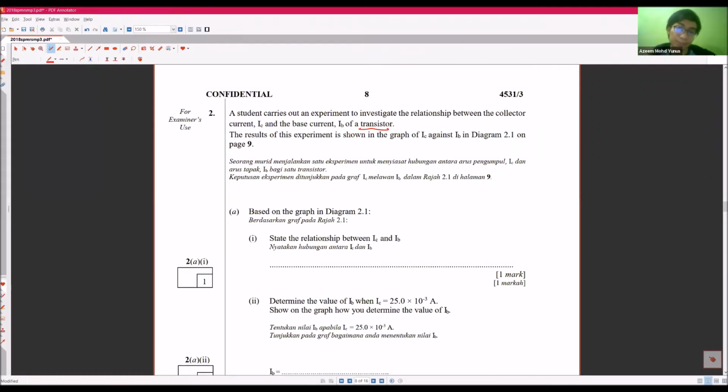Basically, it's just current. A transistor here acts as an amplifier. You will learn that later in Form 5. Basically, it will amplify current. It will make the current become bigger. The results of this experiment are shown in the graph of IC against IB in Diagram 2.1 on page 9. So let's check that first, because that is the first step.